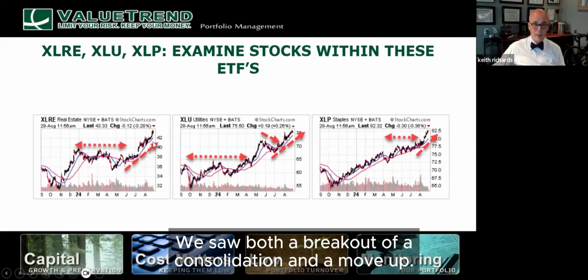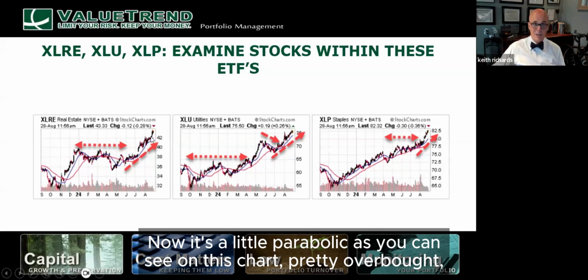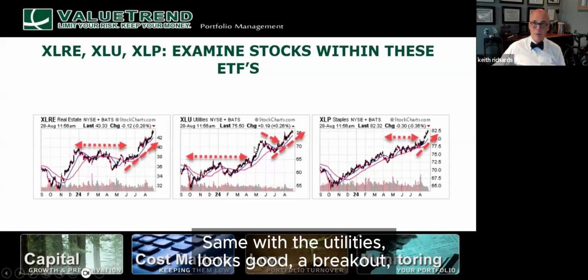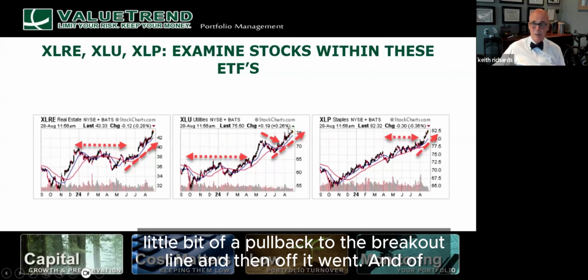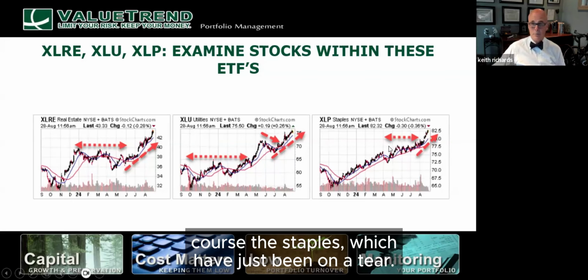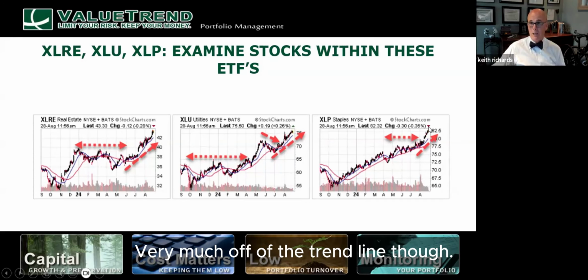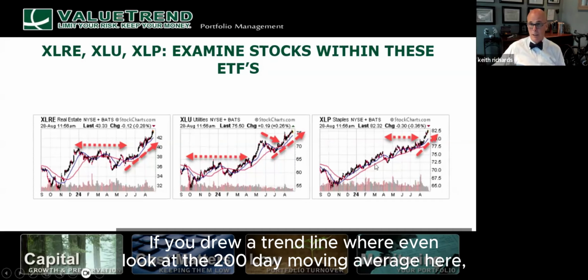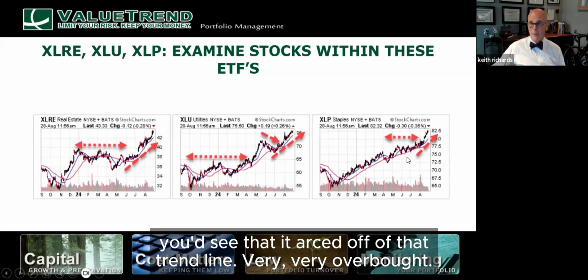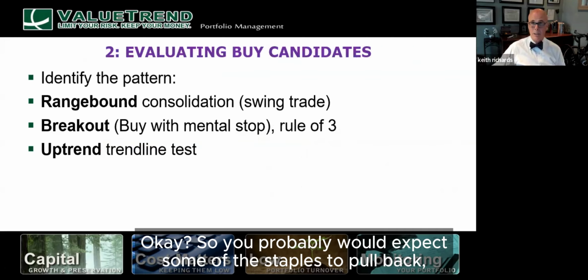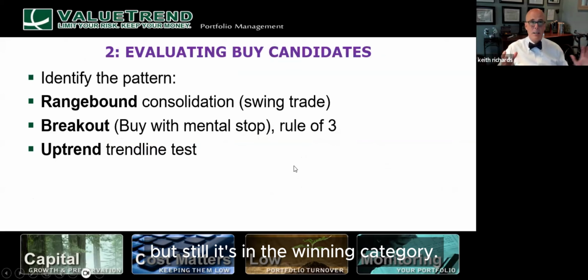We saw both a breakout of a consolidation and a move up. Now it's a little parabolic, as you can see on this chart, pretty overbought, but generally speaking, there's some good strength there. Same with the utilities, looks good. A breakout, a little bit of a pullback to the breakout line, and then off it went. And of course, the staples, which have just been on a tear. Very much off of the trend line, though. If you drew a trend line, or even look at the 200-day moving average here, you'd see that it arced off of that trend line very, very overbought. Okay, so you probably would expect some of the staples to pull back, but still, it's in the winning category.